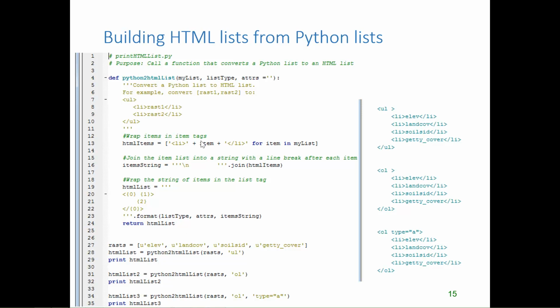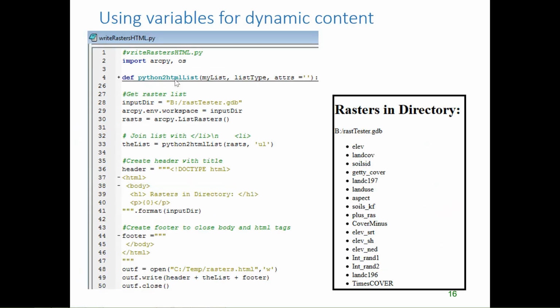So we're going to do an exercise that uses this method. Well, you'll need to call this method, and that will be provided in the script. So one more look at that. We can use this in context. We can call, for example, we can get the rasters in a workspace, list them out, and put that list into our Python to HTML list method, and then create HTML that gives a bulleted list of those files.